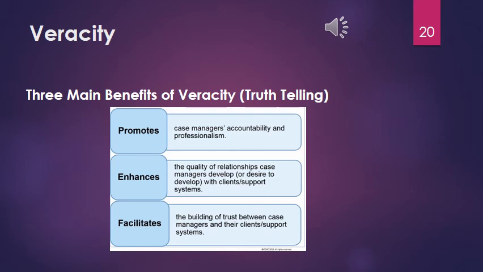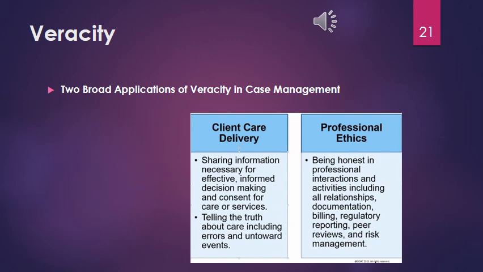Veracity is most applicable in two main aspects of client care: delivery and case management practice. Client care delivery is sharing information necessary for effective, informed decision-making and consent for care and services. Telling the truth about care, including errors and untoward events, is being truthful. Professional ethics is being honest in professional interactions and activities, including all relationships, documentation, billing, regulatory reporting, peer reviews, and risk management.